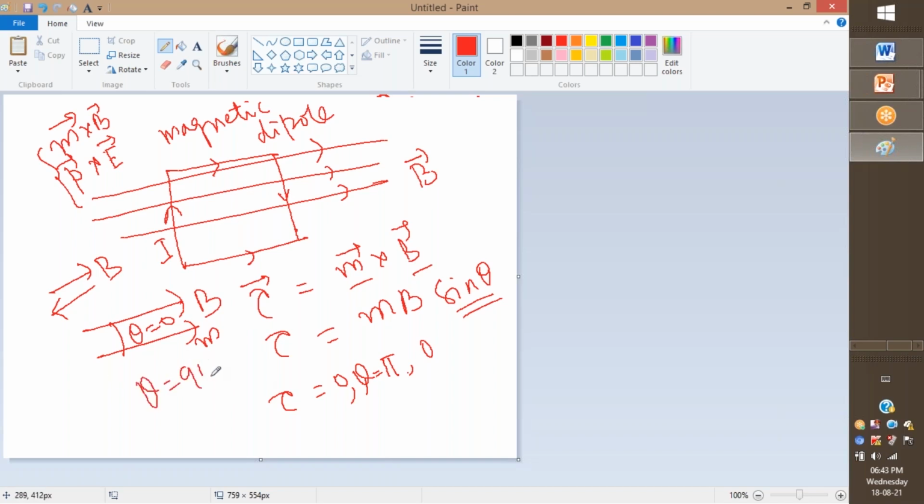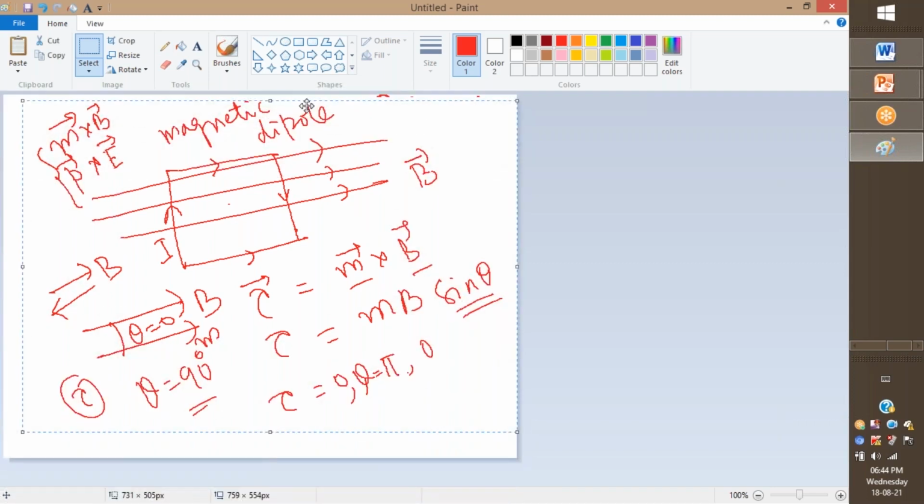But the torque is maximum when your theta is 90 degrees. If the magnetic field and the M vectors are perpendicular to each other, then there will be maximum torque. That means maximum rotational effect.